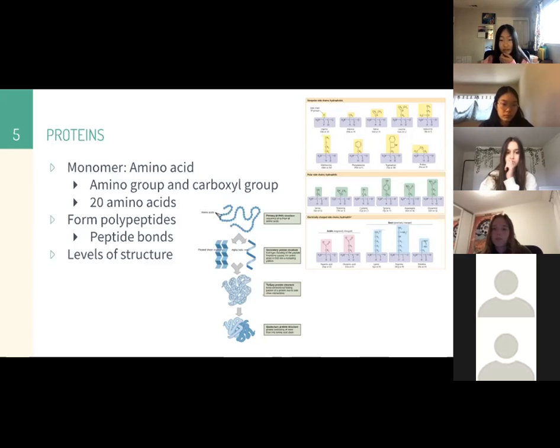And there are also different ways that proteins can be denatured, or broken down. When you put a protein into high temperatures, it will be denatured. And if a protein is put into a pH that it is not used to, it will also denature.